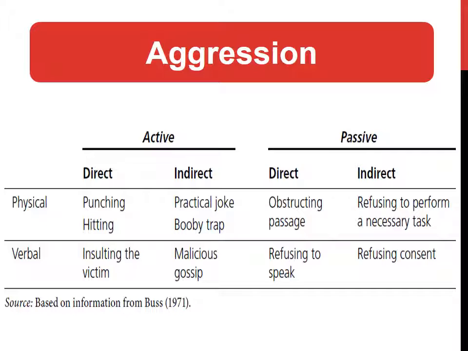Passive verbal direct aggression would be, for example, refusing to speak to somebody even when they speak to you. And passive verbal indirect aggression would be to refuse consent to allow someone to do something even when they explicitly ask you to do so.